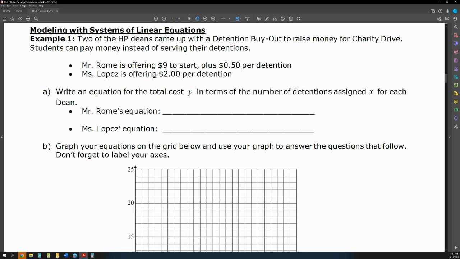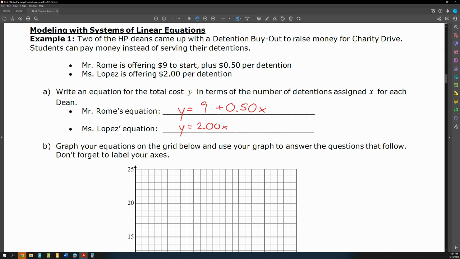So Mr. Rome's equation would be the total cost y is equal to the starting cost, which is $9, plus 50 cents per detention, so 0.50 times each detention x. Ms. Lopez is just charging a flat rate for each detention, so the total cost would be y equals $2 times the number of detentions. So here we have these two linear equations.